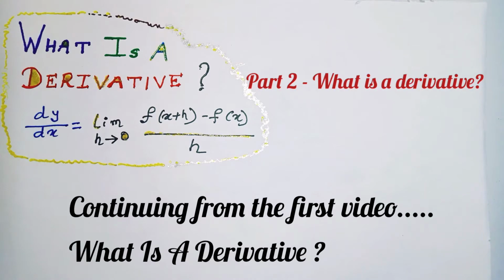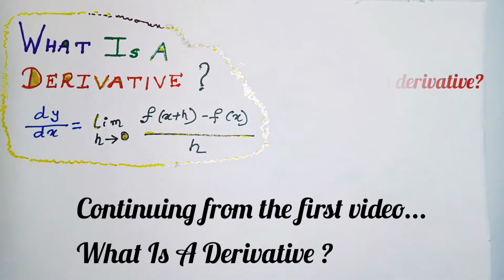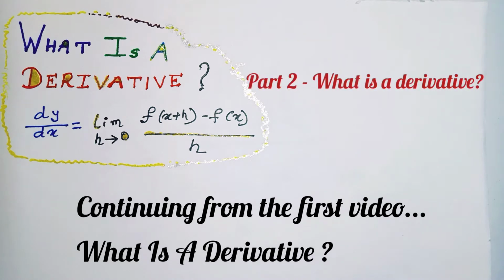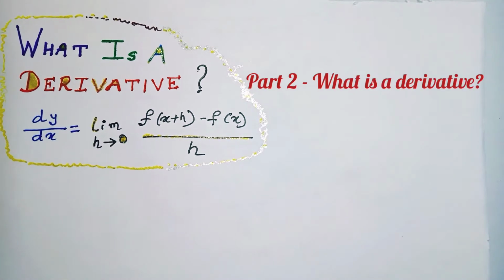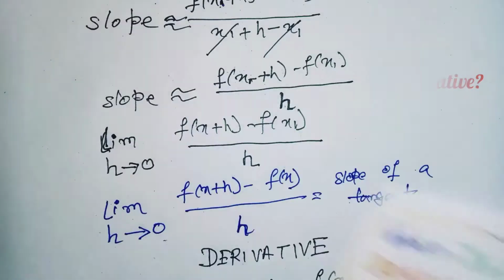Okay, so what we are doing over here is continuing with the first part, what we are left with in understanding what is a derivative. We have already gone through what is average velocity and instantaneous velocity, but we are yet to cover the final part which I would like to show you.